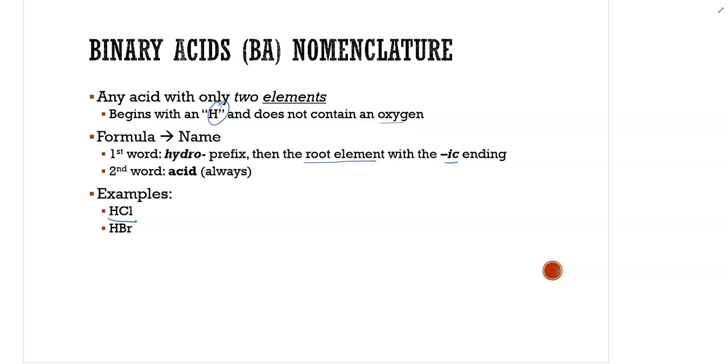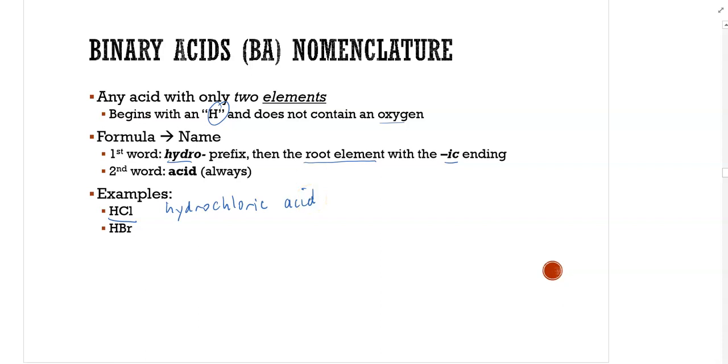So with binary acid nomenclature, we're going to apply the hydro prefix. So the first word is hydro. We're going to apply the element that corresponds to the second one right here. That's the root element. That's chlorine. So this becomes hydro, chlor, and because we have an ic ending, we drop the ine from chlorine and make it ic. This becomes hydrochloric acid. Always hydro, element, ic acid.